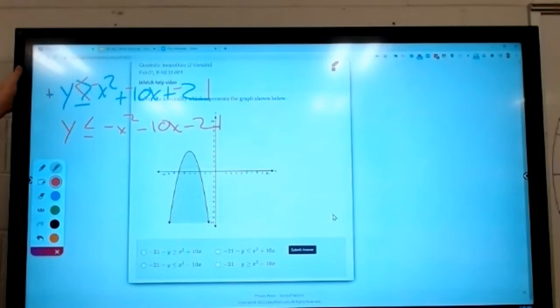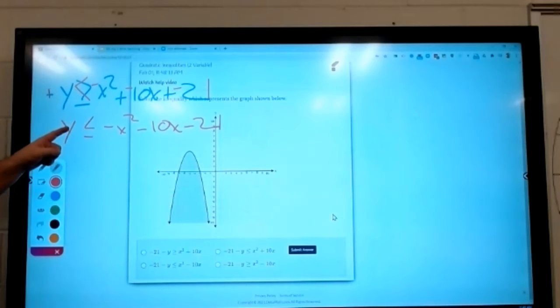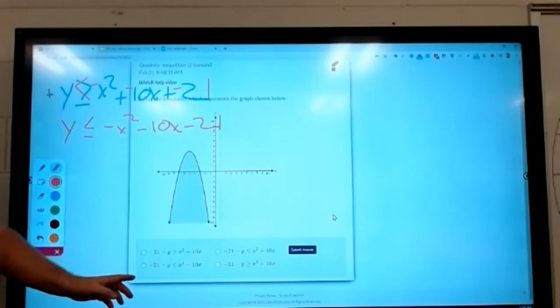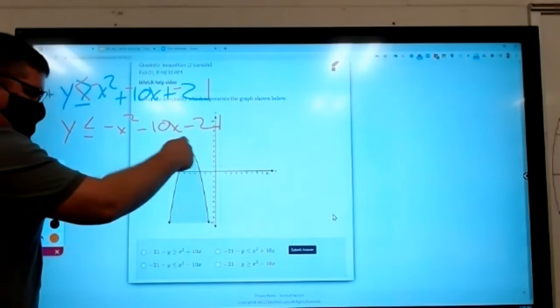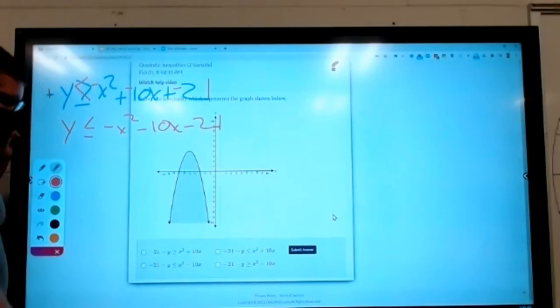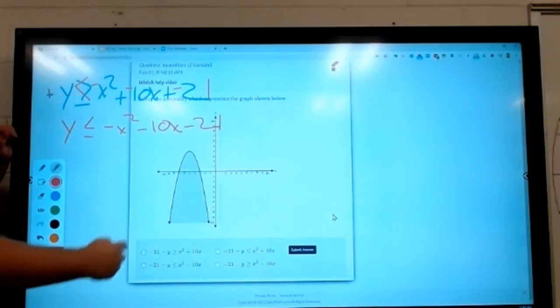All right. At this point, y is less than, correct? So is that okay? Does it have an equal to? Yes. If any of these didn't have equal to's, could I get rid of them immediately? How come? Solid line, right? Not valid. So if I know this is the kind I want, which ones can I get rid of right now?